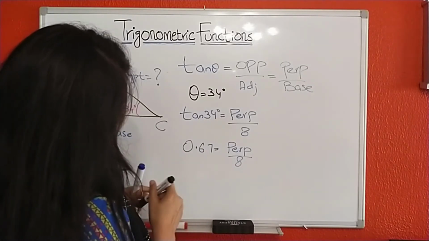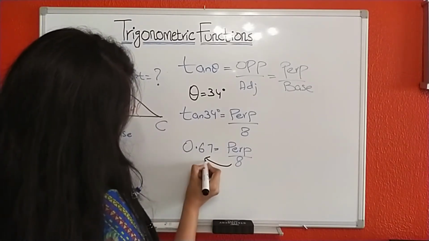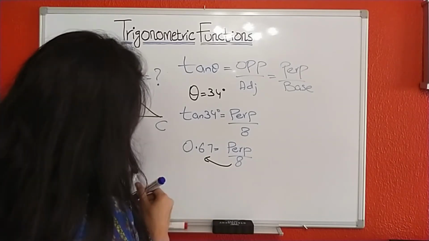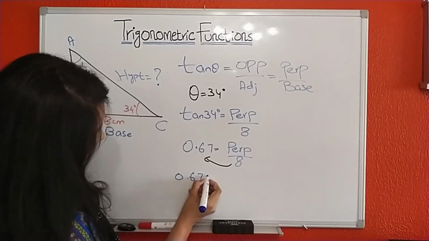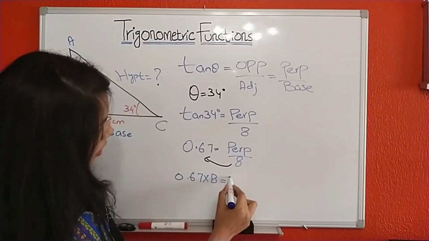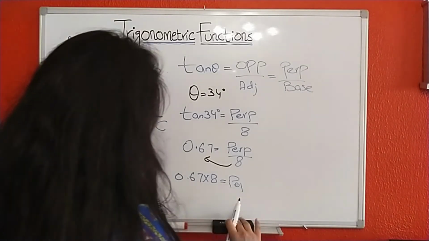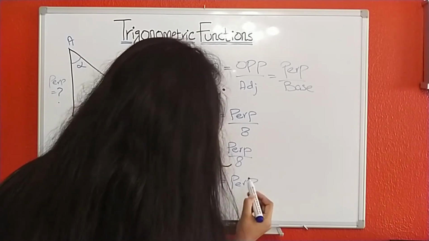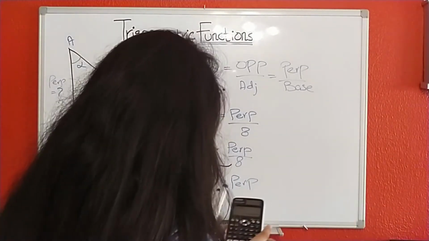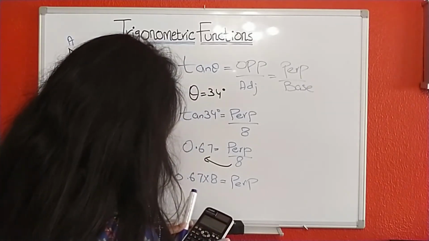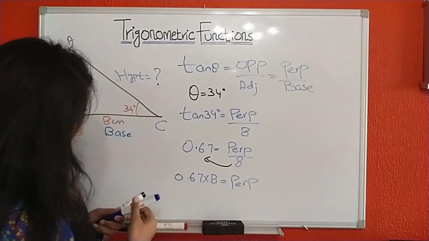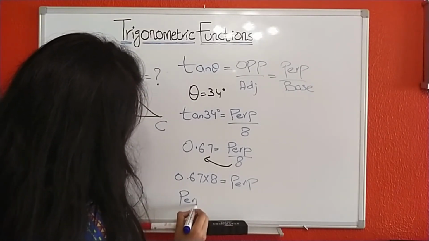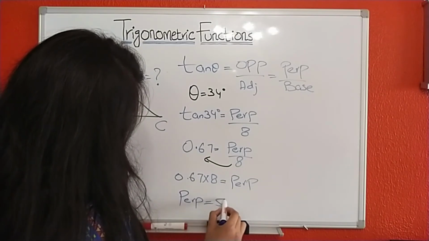So I am shifting this 8 here. Here it is dividing and it will multiply here. So 0.67 multiplied by 8 is equal to perpendicular, or opposite. I am multiplying it with 8. It is 5.39, or if we round it off, it will become 5.4. So the value of perpendicular is 5.4.